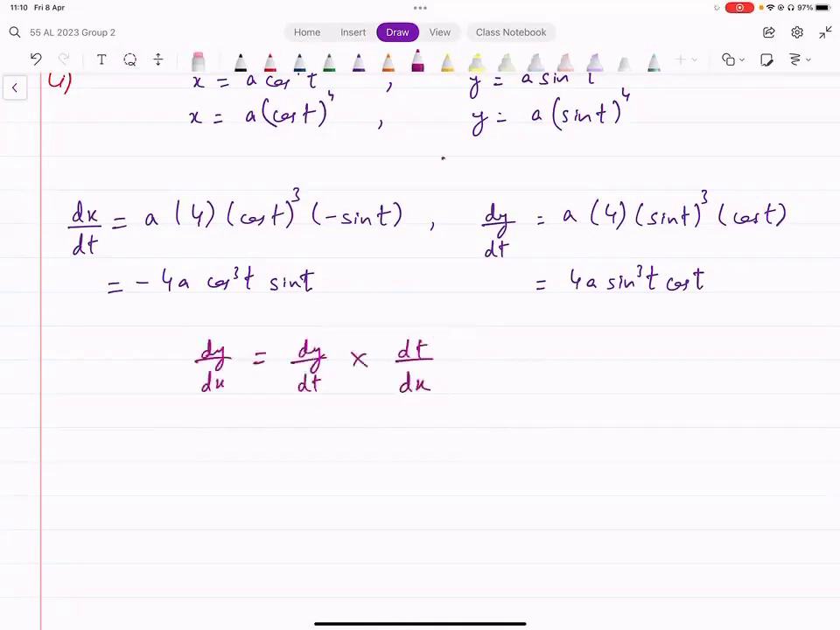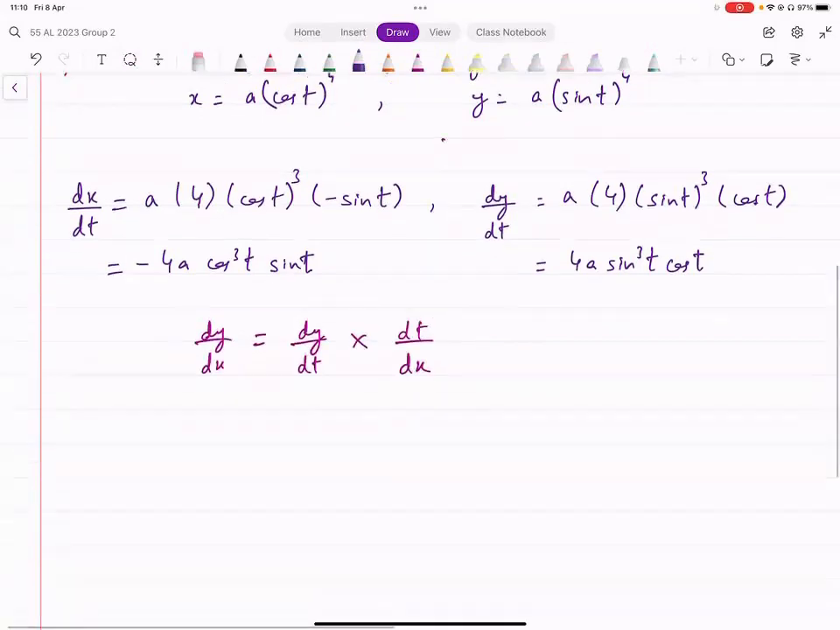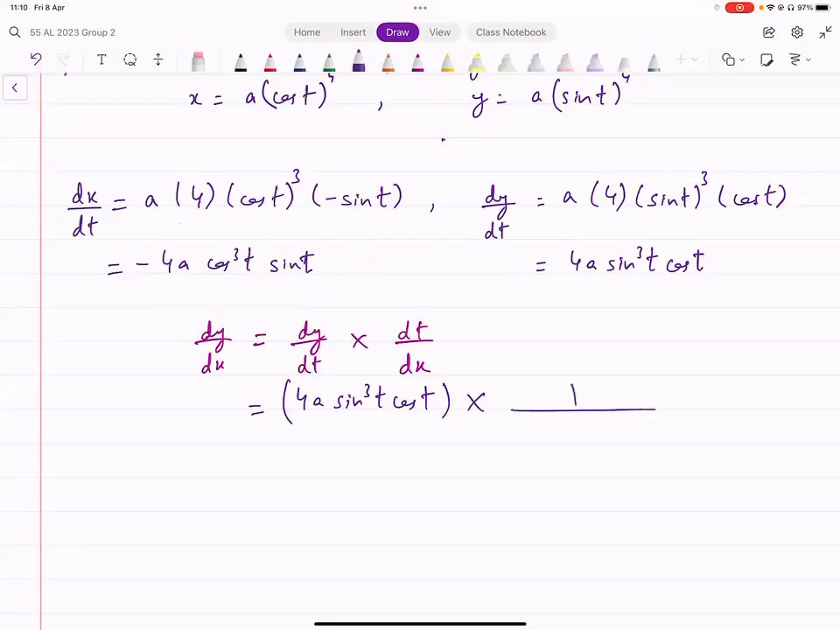Dy over dt, that is 4a sine cube t into cos t. This multiplied by dt over dx. So basically, iska reciprocal, 1 over minus 4a cos cube t into sine t. This is what we have.